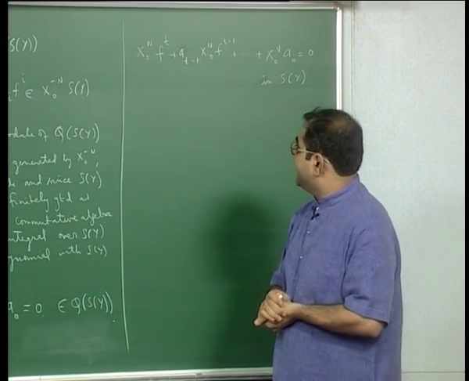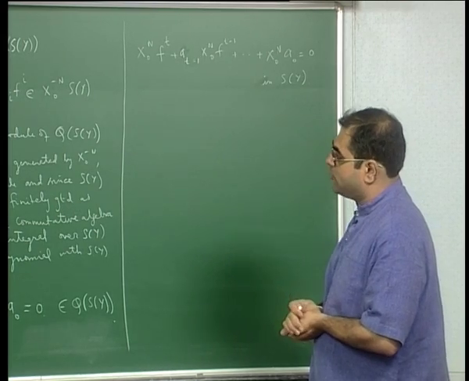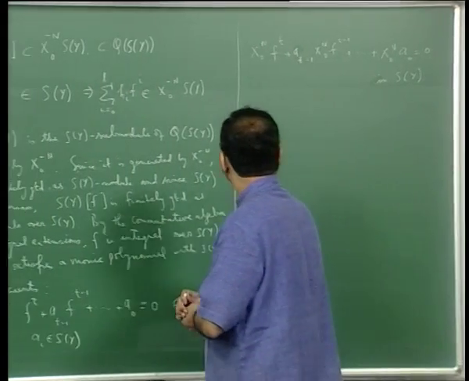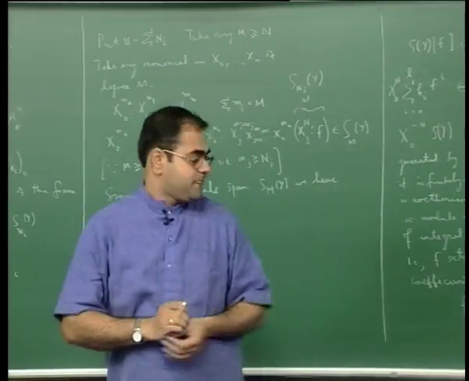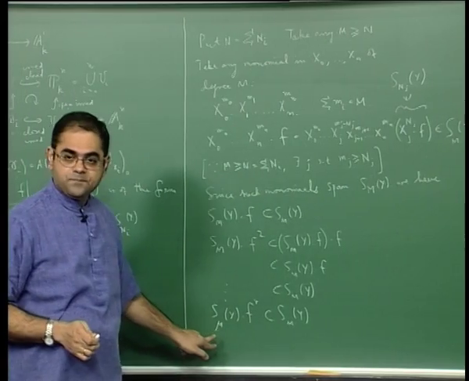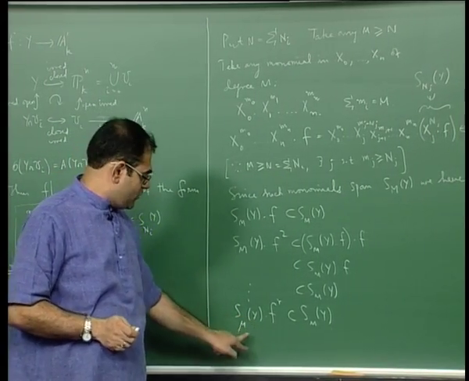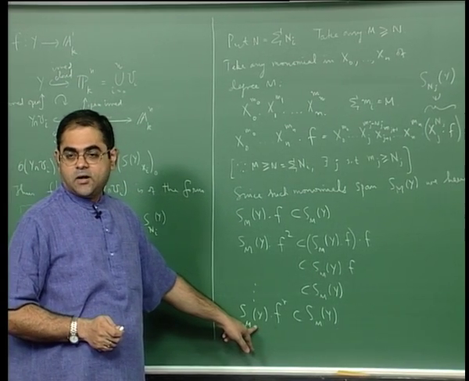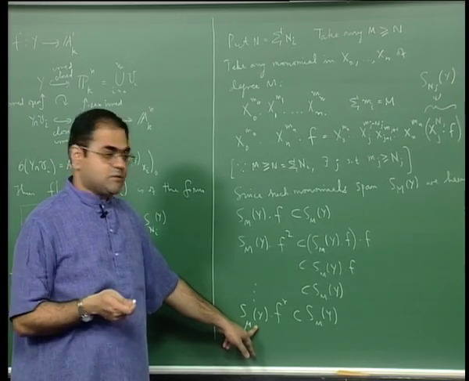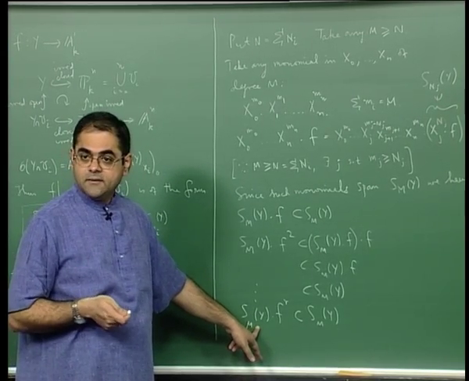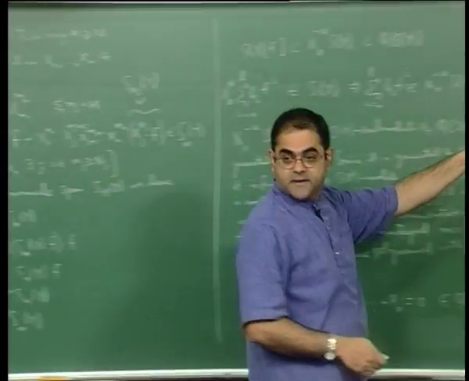That's because multiplying f by any homogeneous polynomial of degree greater than or equal to capital N pushes it into SY. That's the whole point here. You multiply any power of f by any homogeneous polynomial, or even any polynomial with the condition that every homogeneous component has degree greater than capital N, then the result will land inside SY. So this happens in SY.